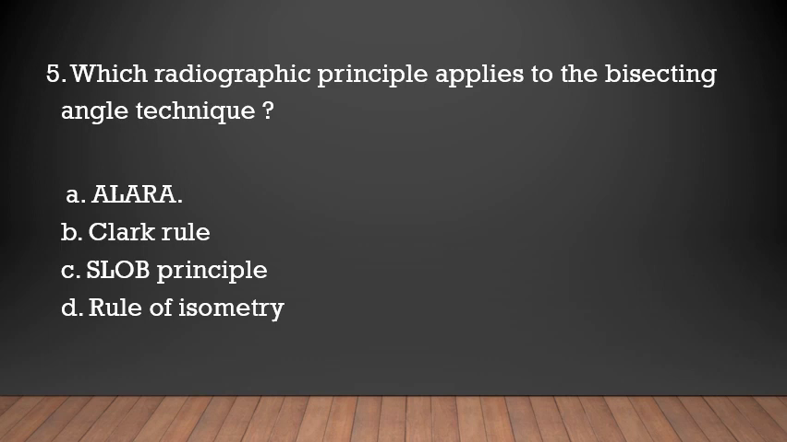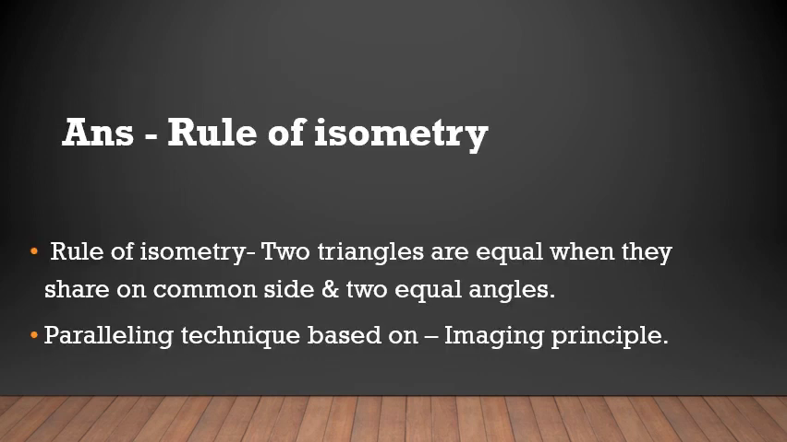Which radiographic principle applies to the bisecting angle technique? ALARA, Clark rule, SLOB principle, rule of isometry. Rule of isometry. According to rule of isometry, two triangles are equal when they share one common side and two equal angles. Rule of isometry used in bisecting angle technique. And the paralleling technique based on imaging principle.